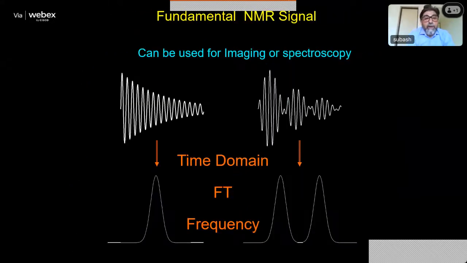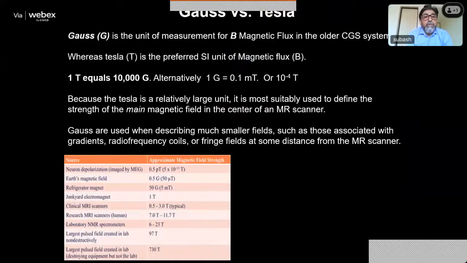After you have the FID, if you Fourier transform, then you can look at the signal. If there's a single component frequency, then you will see only one signal. If you have multiple frequencies, when you Fourier transform, you will see multiple peaks appearing from that sample, depending on the number of frequencies it contains. So this is just for your information.